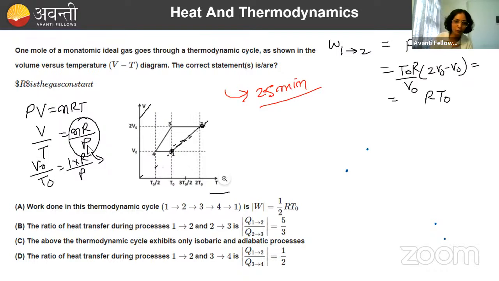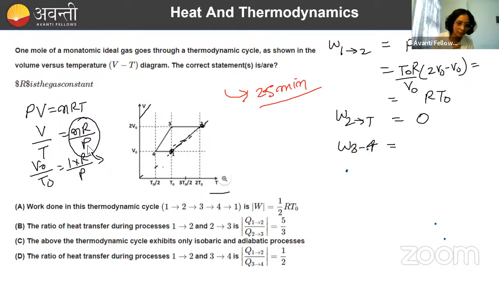Now work done from 2 to 3. In 2 to 3 you can clearly see volume is remaining constant. So that's the isochoric process, and work done will be 0. Now work done from 3 to 4. Again it's a straight line, so this is an isobaric process and work done will be written as P delta V.